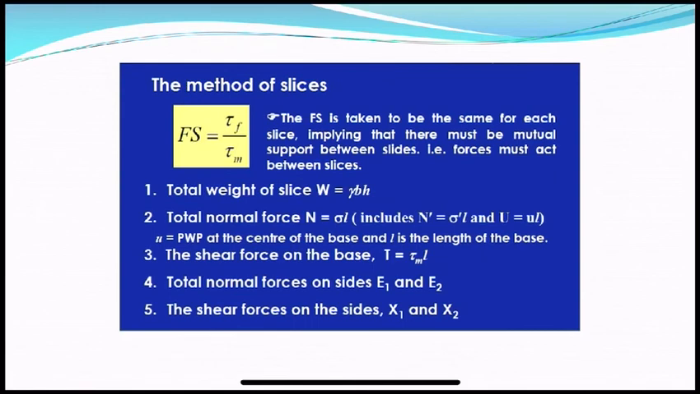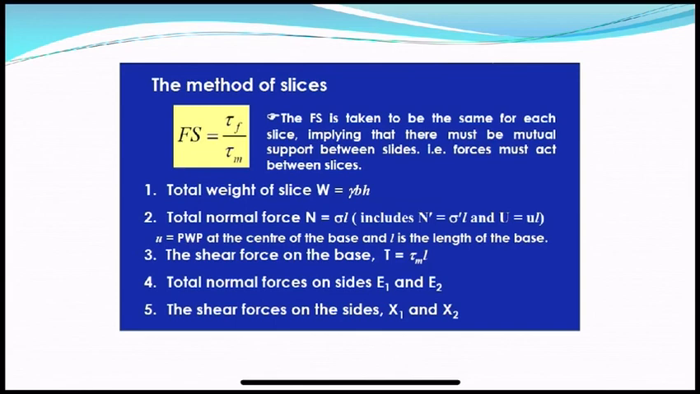So the method of slices, from the limit equilibrium conditions point of view, can be given as factor of safety equals tau f by tau m. The factor of safety is taken to be the same for each slice, implying that there must be mutual support between the slices, and forces must act between the slices.